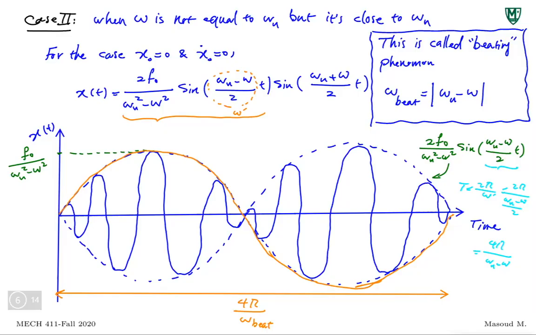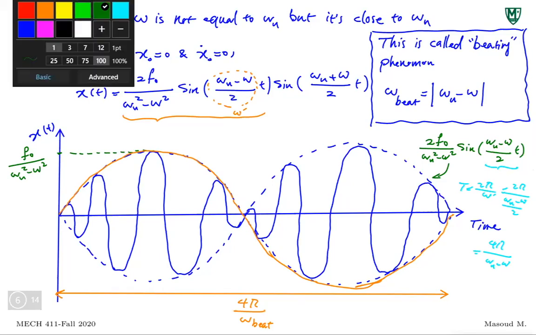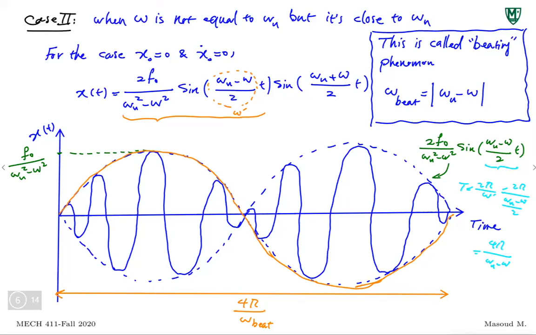I'm going to erase this later on, it's making it messy. But now the time period for the motion itself, for the response itself, pick any two peaks, that will be 4 pi over omega n plus omega. So this part gives the oscillation with short time period.